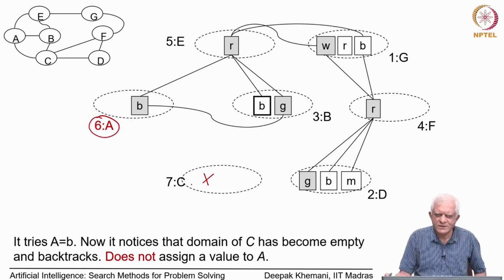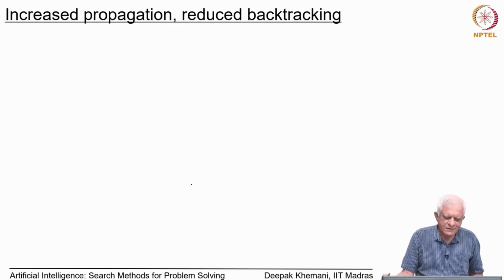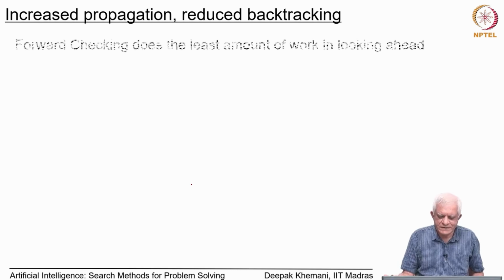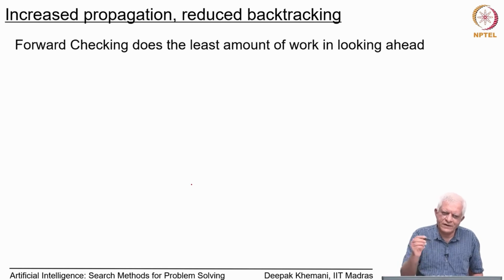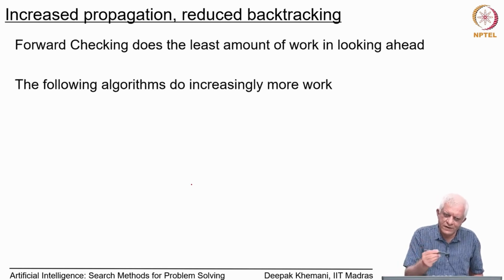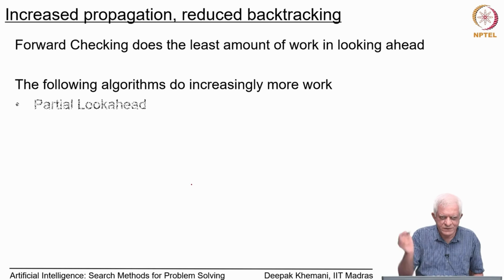So, this gives a little bit of flavor of how forward checking works essentially. Let us, without going into the details, look at another example to illustrate the idea that if you do more propagation, then you have less backtracking essentially. So, our algorithm went up to variable 4 and then backtracked essentially. Eventually, the value of the first variable was going to be changed.